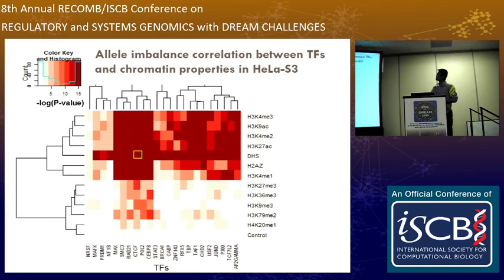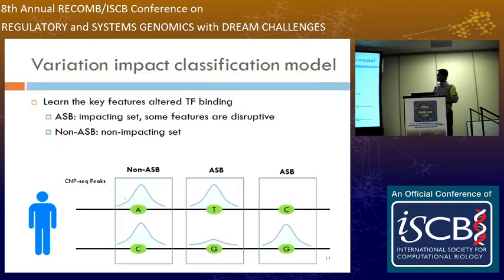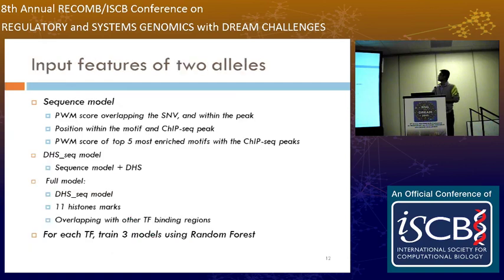At this point, we have a lot of features correlated with ASP events, and then we go to a classification model to incorporate all these features. So it's quite straightforward. ASP means impacting, and non-ASP means the negative set. And then, based on the features, we developed 3 models.